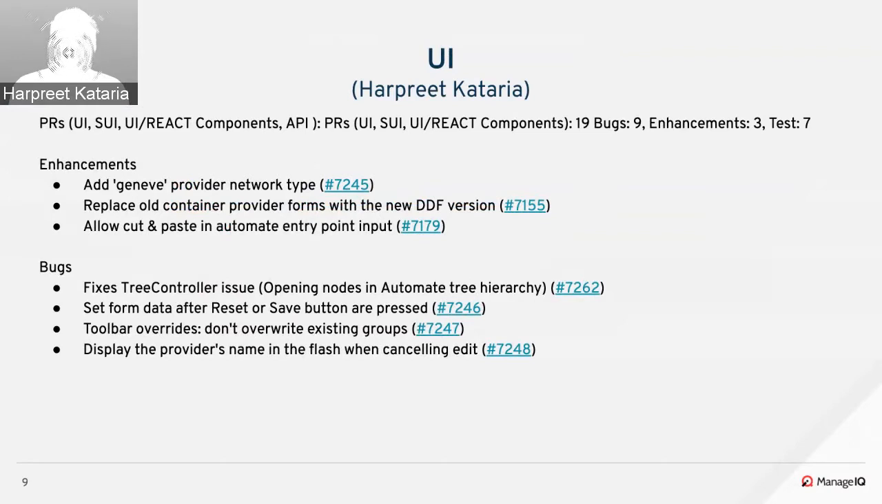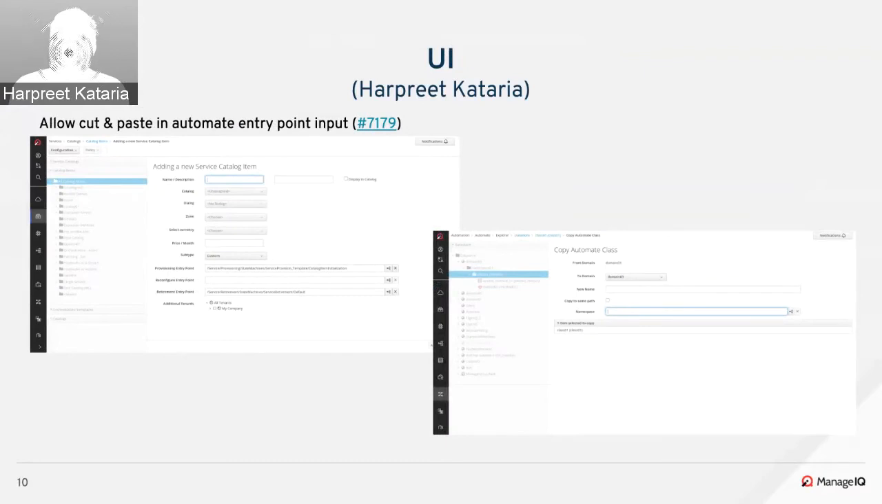Next screen, please. A change was made to allow cut and paste of the automate instance path to the screens displayed on this slide. Previously, the text box was disabled and the users had to navigate through the pop-up tree to make a selection. So now they can either cut and paste, or just make a selection in the pop-up. Next slide, please.